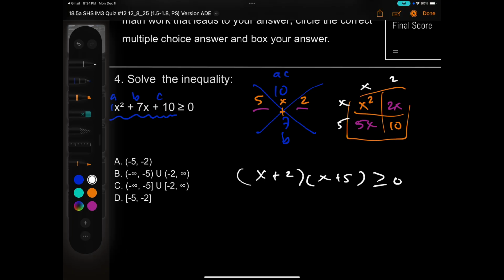Okay, so from here, you factored it. Now, if you just did this one, 5 and 2, you would have had it right here. Then you're going to solve by setting it equal to 0. And then you get x equals -2 and x equals -5.